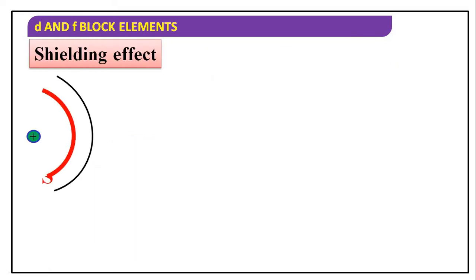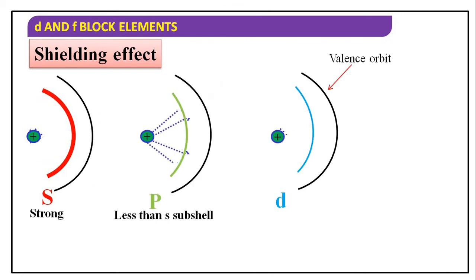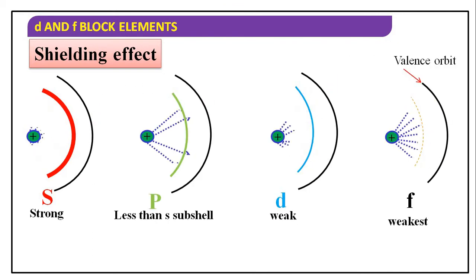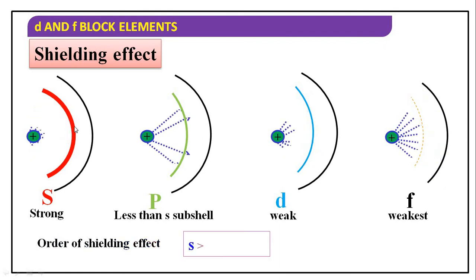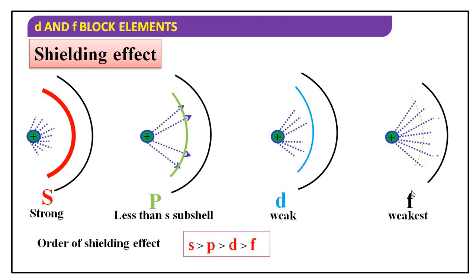Another factor that is responsible for lanthanide contraction is poor shielding effect of f subshell. Here you can see s has stronger shielding effect than p. p has more shielding effect than d, and d has more shielding effect than f. So f subshell has weak shielding effect due to diffused shape of f orbitals.